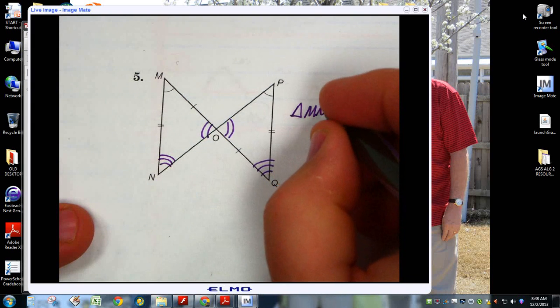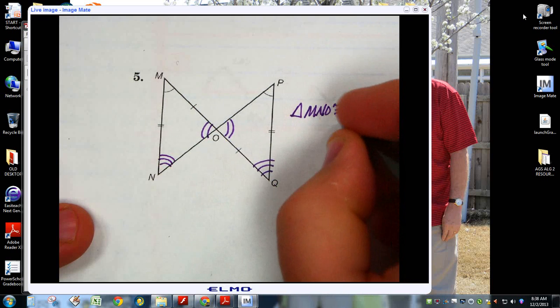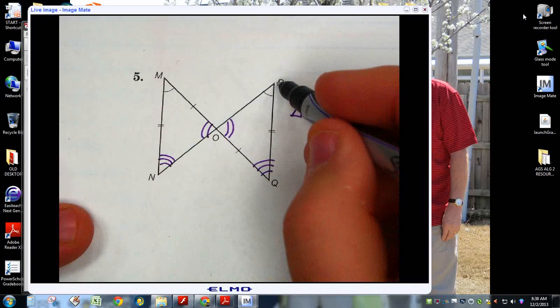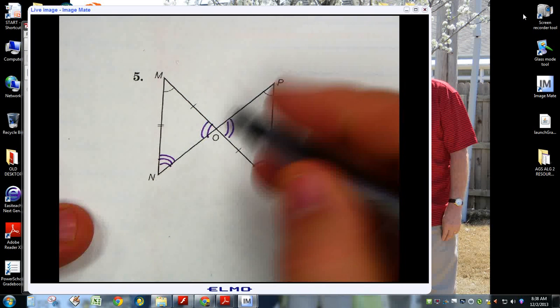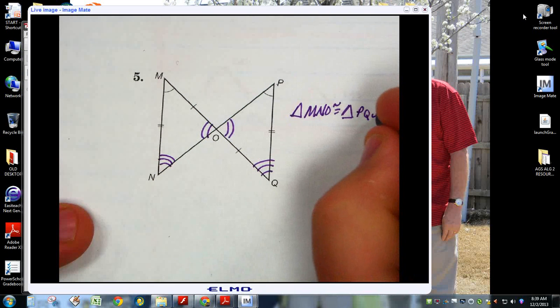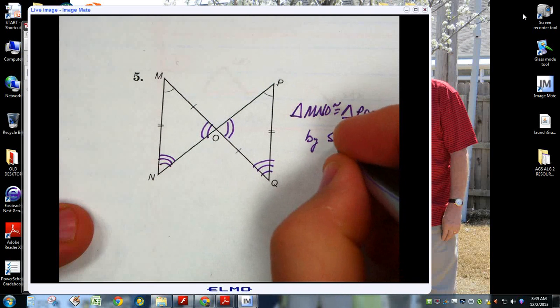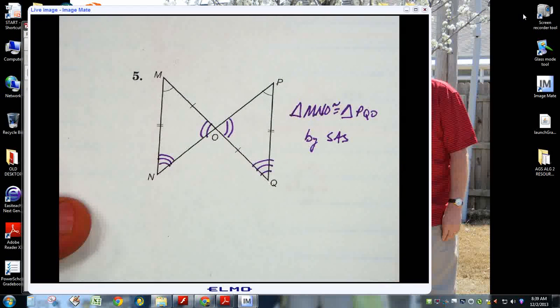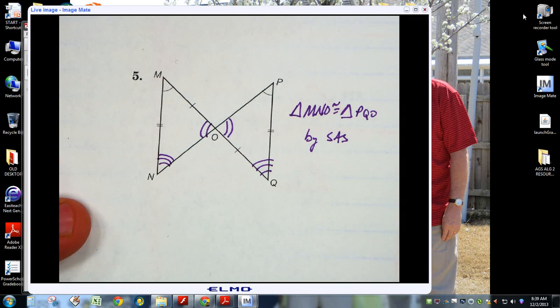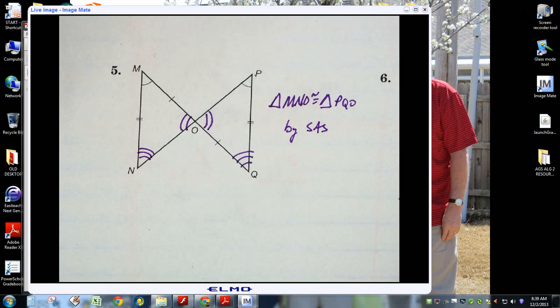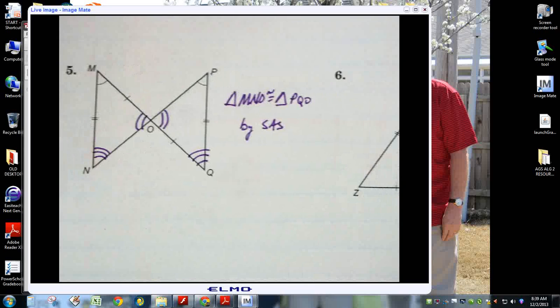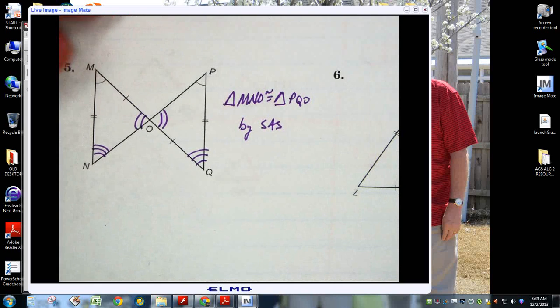I'm gonna go MNO is congruent to triangle. I went from 1 mark to 2 mark to 3 marks, so PQO. That one was kinda tough. I think they mismarked this if you wanna know the absolute truth. But our logic there is sound. They have to be congruent.